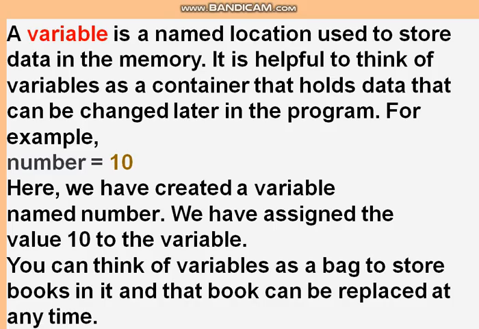Variable. A variable is a named location used to store data in the memory. It is helpful to think of a variable as a container that holds data that can be changed later in the program. Variables are the data or values which can change during the execution of a program. It is a name given to the location in memory in which the value is stored during the execution of a program.